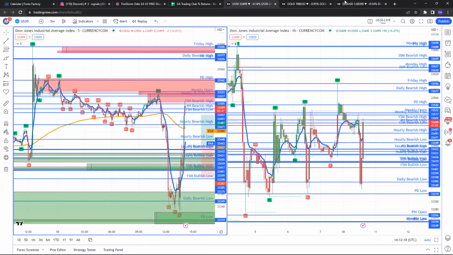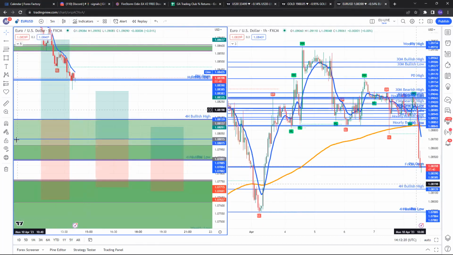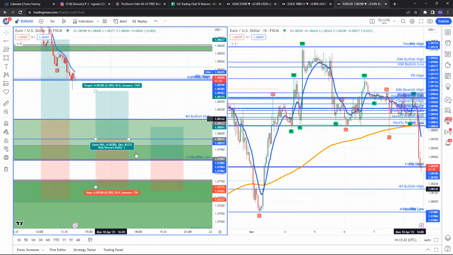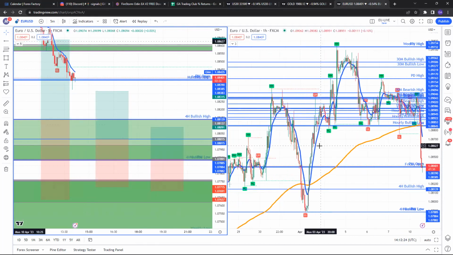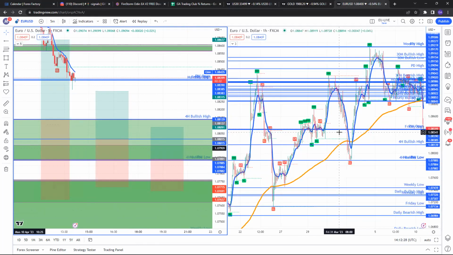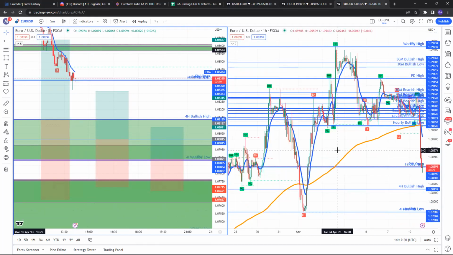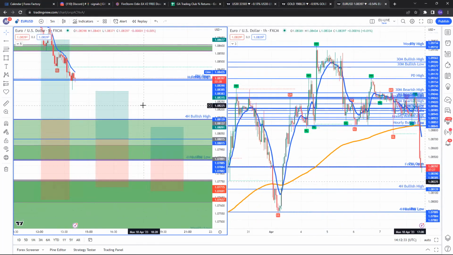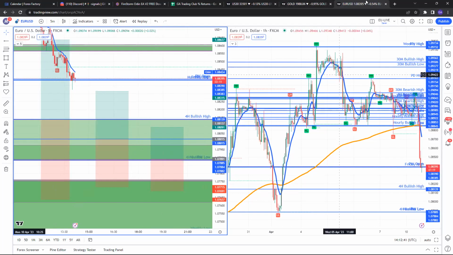But I'm liking the EU buy more. So when EU does come in here, I will probably go in with a heavier lot size. So I'm liking the EU setup more than the US 30 setups. It's just a matter of patience. So here we'll probably have to set pending buy orders for EU.